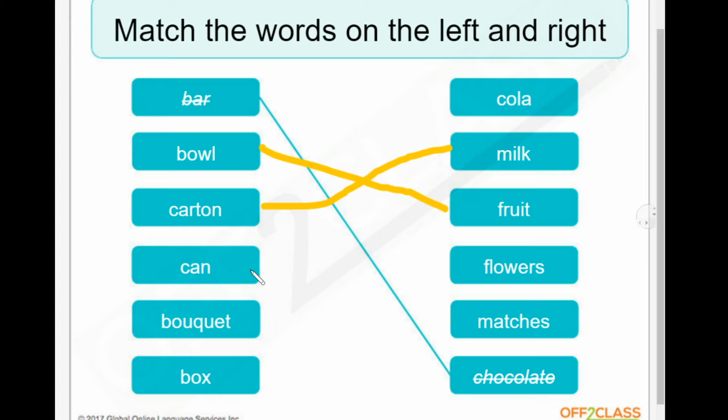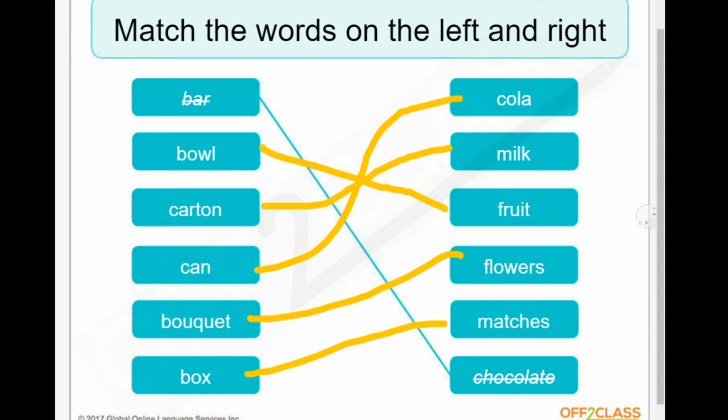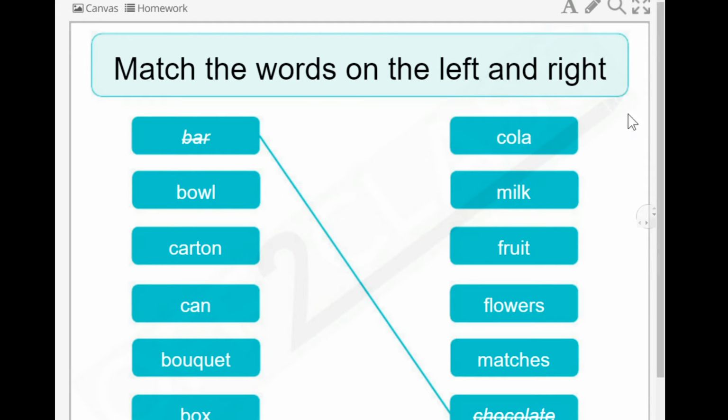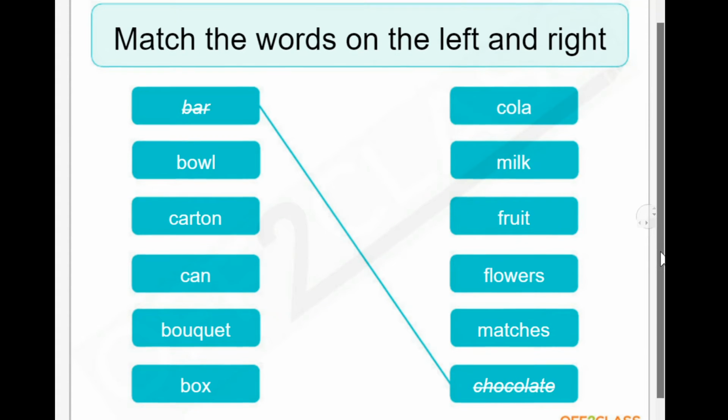And next we have a can of cola. And now we have a bouquet. Remember bouquet? That's a bouquet of flowers. Very good. And we have a box of, this one's easy because it's the last one, matches. Very good. Excellent. Let's continue now.